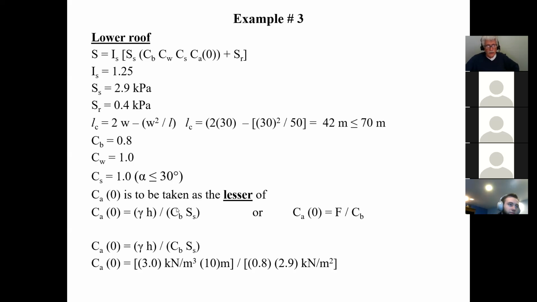Now, the CB doesn't change in this case because whether it's the upper roof or the lower roof, they're both 0.8, but this should be the CB of the lower roof, which is 0.8. And of course, SS is the same whether it's the upper roof or the lower roof. That's the ground snow load, and that's 2.9. So I do the calculation here, and I end up with 12.93, okay? So in other words, I would take all my snow load and multiply by 12.93 if this is the one that governed. So that's one, and I have to take the lesser of. Remember that, the lesser of. So now I go calculate this side, this equation.